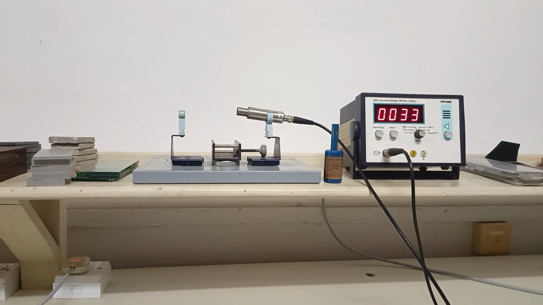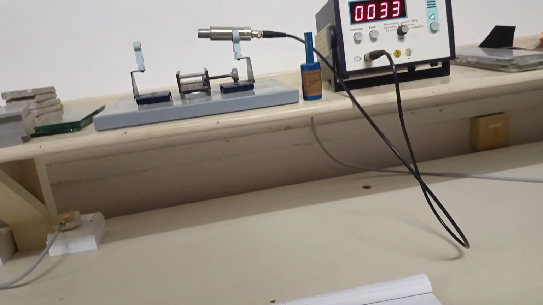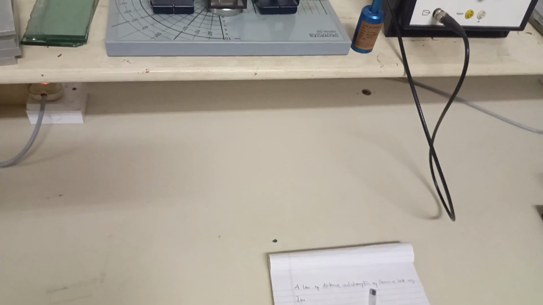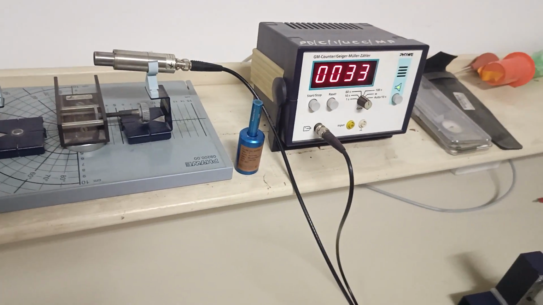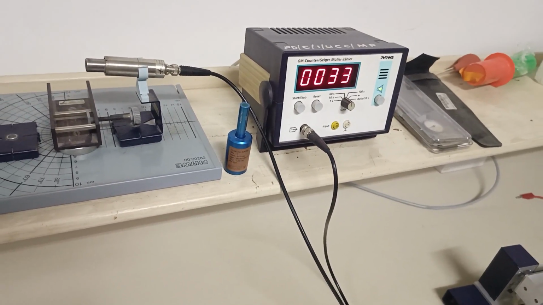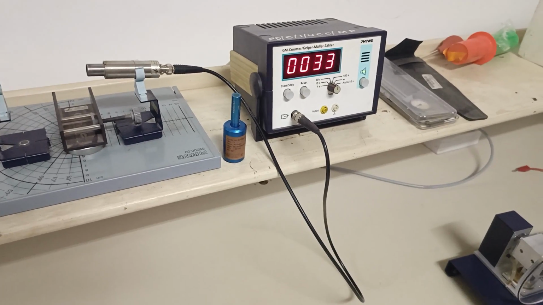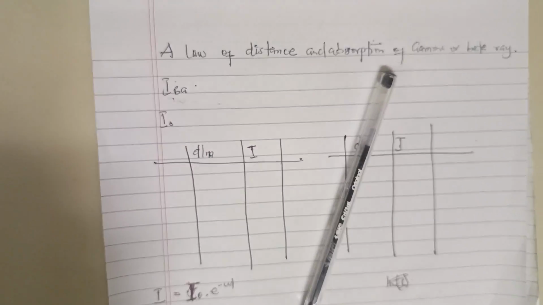Then after that, we need to also record the radiation without the absorber. Now we need to record the radiation coming from the isotope. We call that one I0.